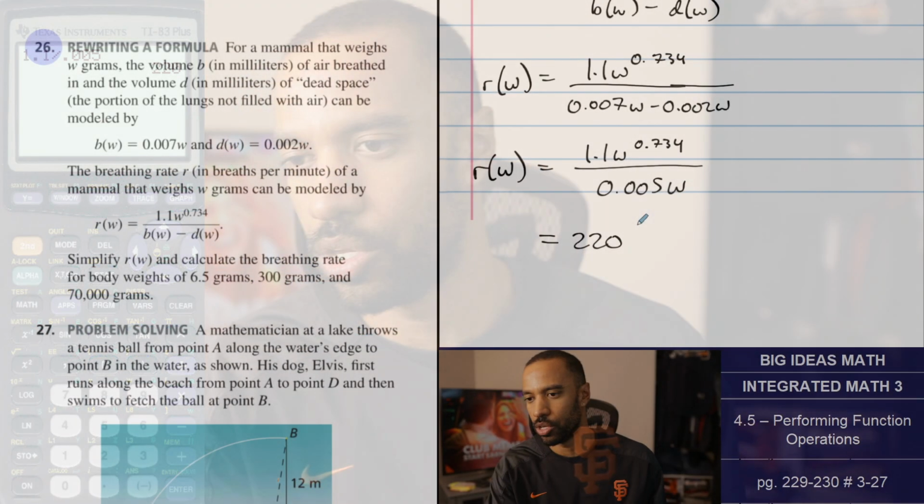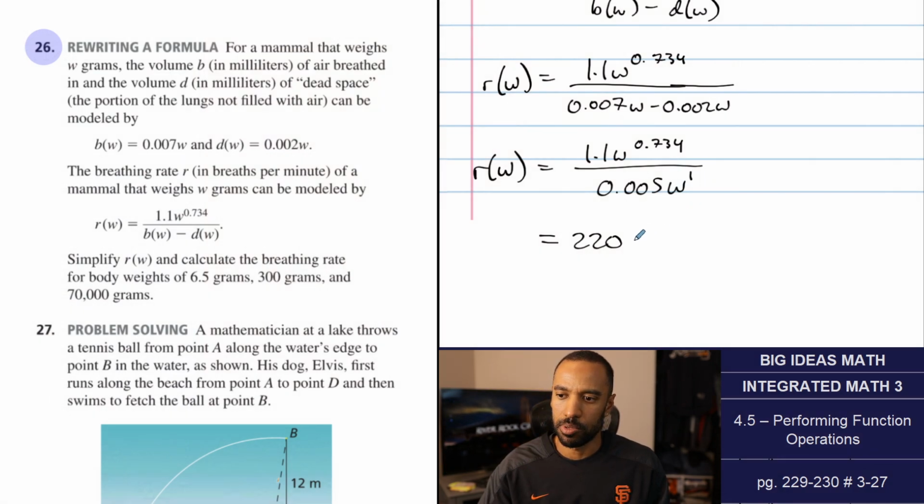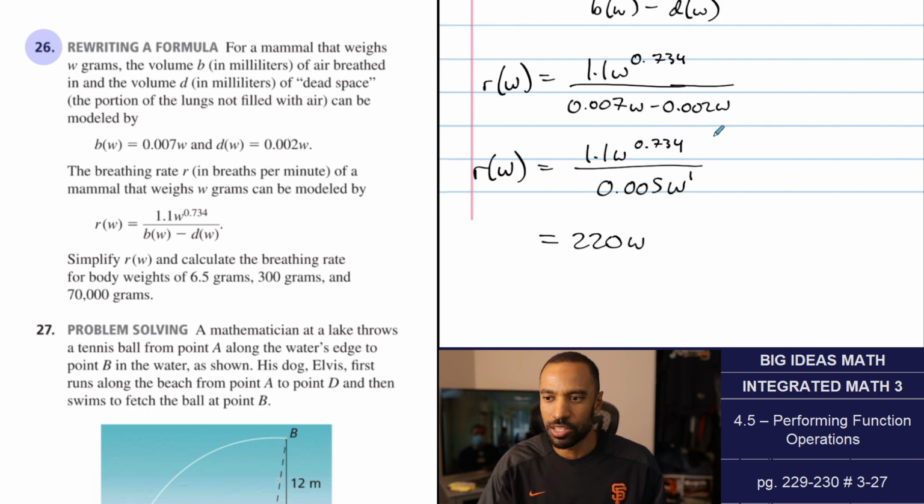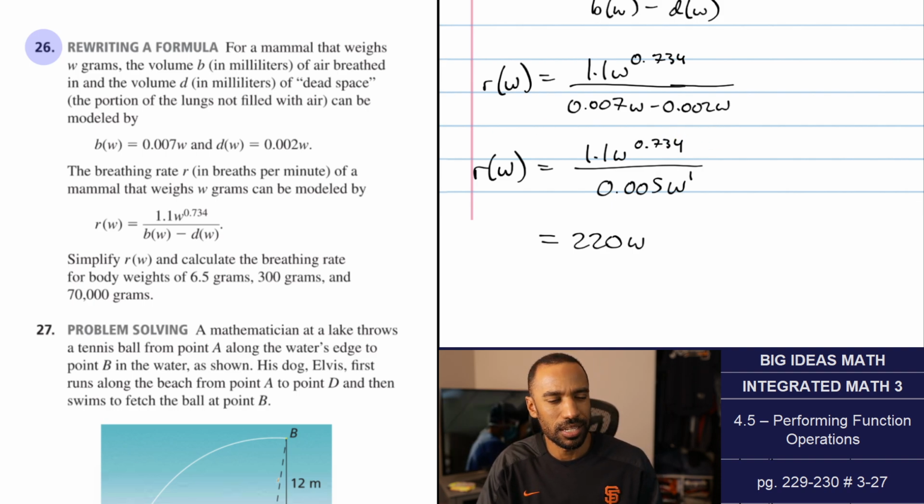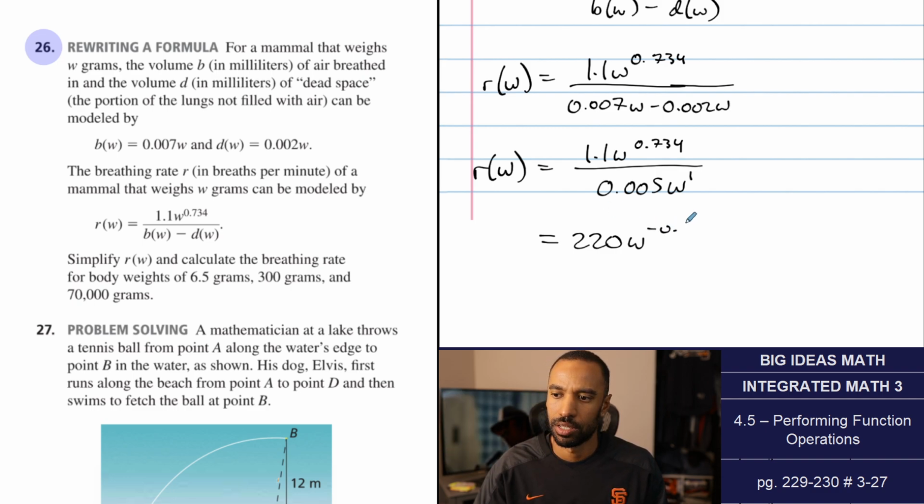I'm going to do 1.1, because this should be a clean number, divided by 0.005. That's 220. So this becomes 220. And then W, remember there's a W on the bottom, that's W to the first. So this is W to the 0.734 minus 1. Is that negative 0.266? 0.734 minus 1 is negative 0.266.